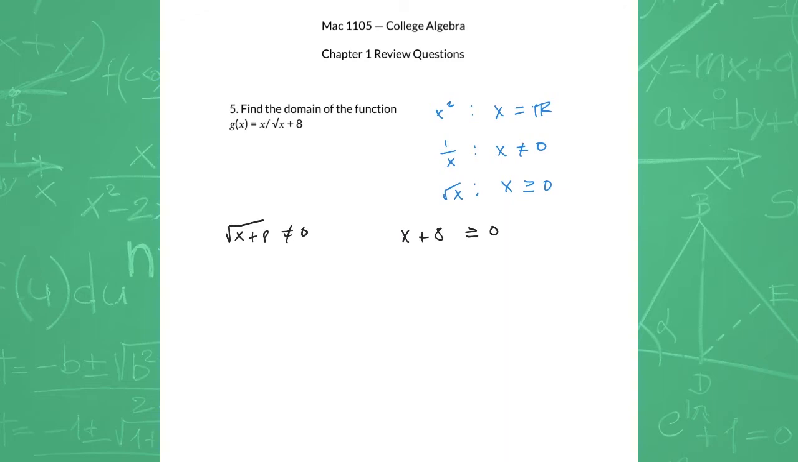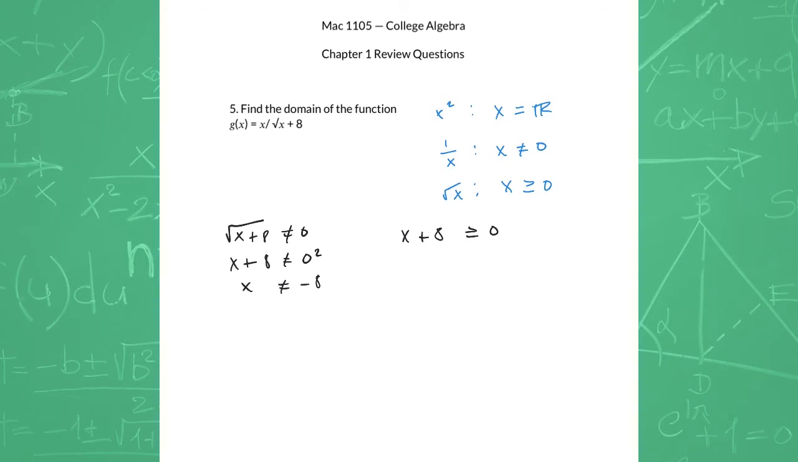So let's start with the first expression. We're going to take the square of both sides to get rid of the square root. And we have x plus 8 cannot be equal to 0 squared. Then we'll subtract 8 from both sides. And we see that x cannot be equal to negative 8.